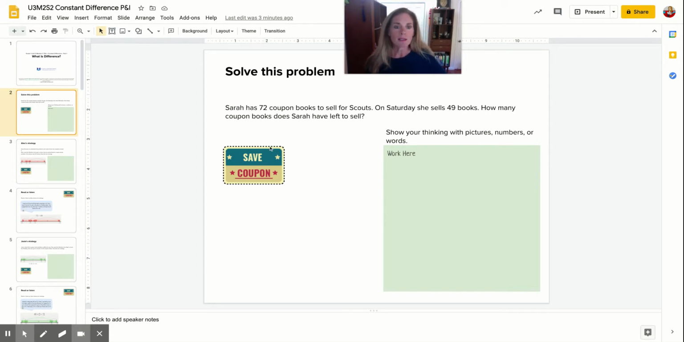So in this case, you're going to read this problem. Sarah has 72 coupon books to sell for Scouts. On Saturday, she sells 49 books. How many coupon books does Sarah have left to sell?